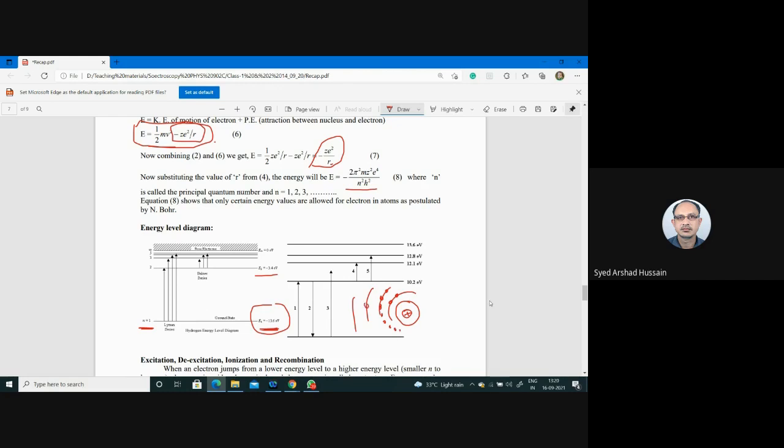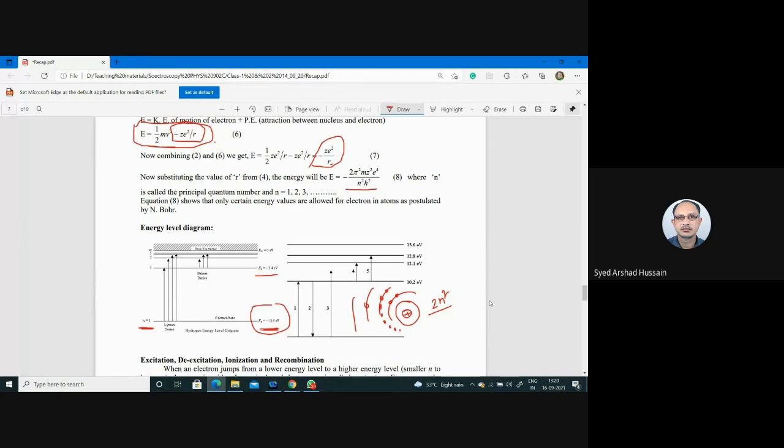There is another theory. Okay, how many electrons can be in a particular orbit? This is simple: 2n square, where n is equal to 1, 2, 3, etc. So in this way, using this formula, you can calculate the energy of these two electrons.